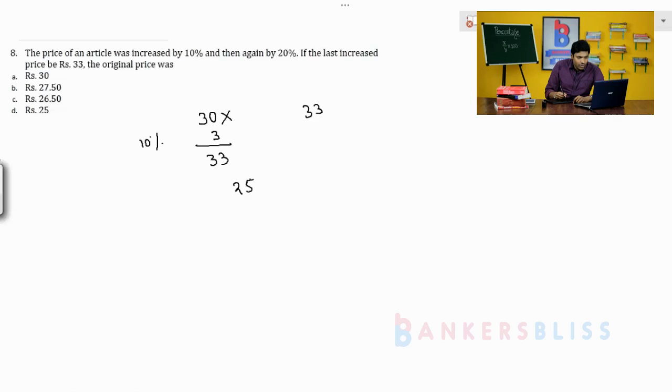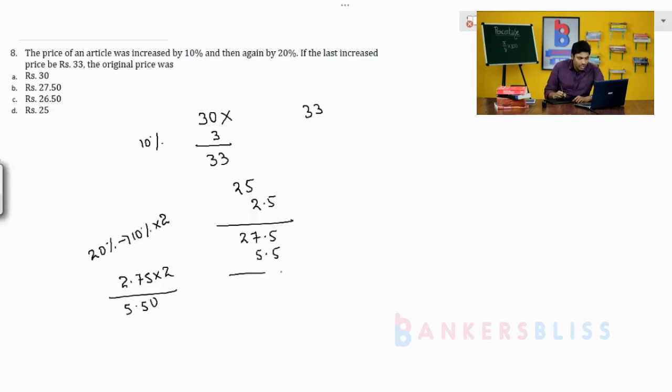So for 25, what is 10%? That is 2.5. So how much are you going to get? 27.5. Now for this 27.5, you have to calculate 20%. So 20% means 10% into 2. 10% into 2, that is 2.75 into 2. So 2 5s are 10, 7 2s are 14 plus 1 is 15, 2 2s are 4 plus 1 is 5. 5.5 you got. So if you add 5.5, then you are going to get 33.0. So come through the options, it is very easy. Therefore option D is the right answer.